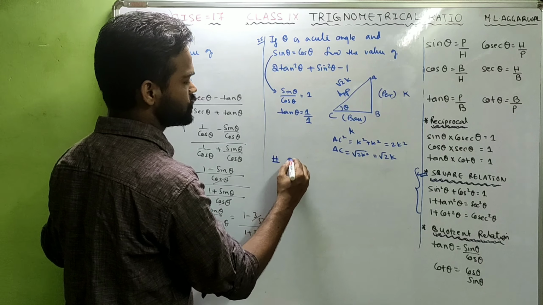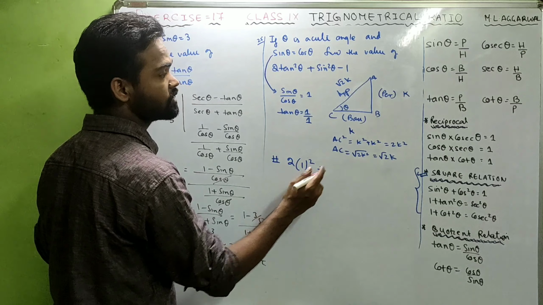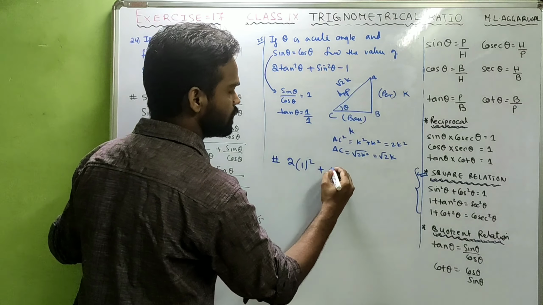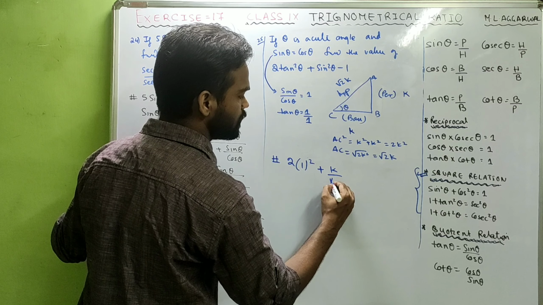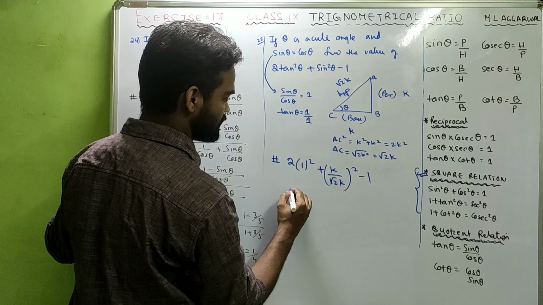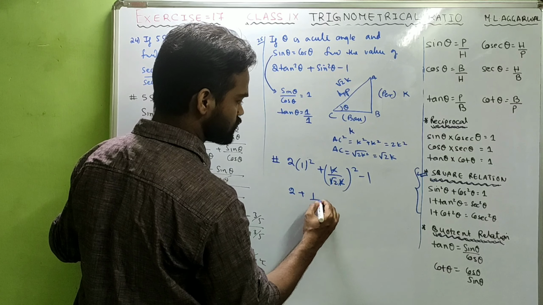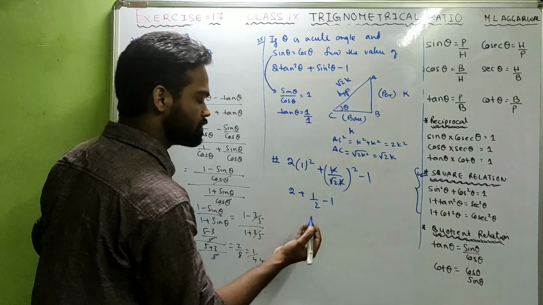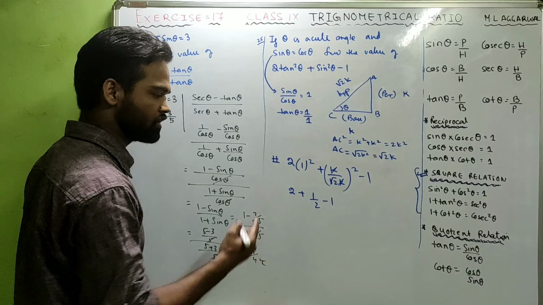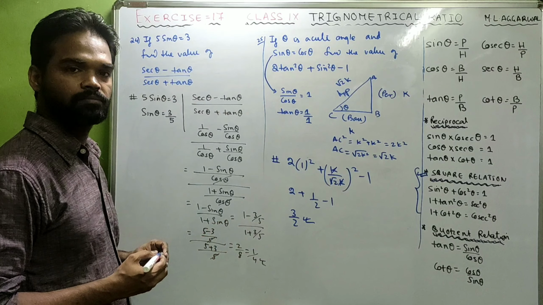Now they have told us to find 2 tan square theta, that's 1 square, plus sin square theta minus 1. That's k by root 2k whole square minus 1. That's 2 multiplied by 1 is 2, plus k cancels out, that's 1 by 2, minus 1. So that's 2 plus half minus 1, that's 1 and a half, that's 3 by 2. Done. Clear?